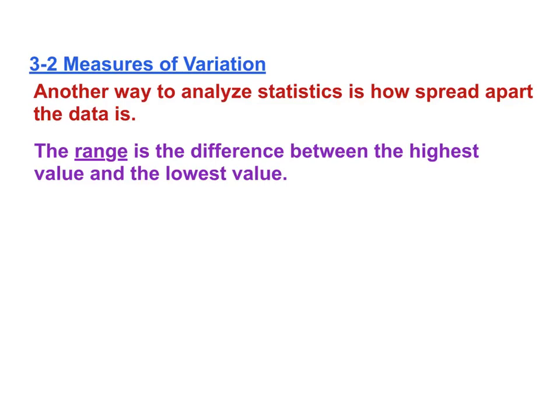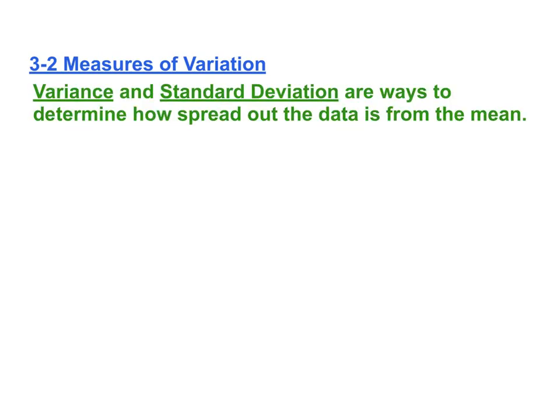So the two more useful quantities that we're going to look at that help us evaluate spread are variance and standard deviation. Okay? They are closely related. Variance and standard deviation are ways to determine how spread out the data is from the mean. Okay? Variance and standard deviation. I'm going to show you why those two are so closely related here in a second.